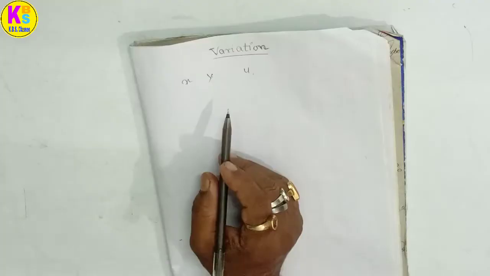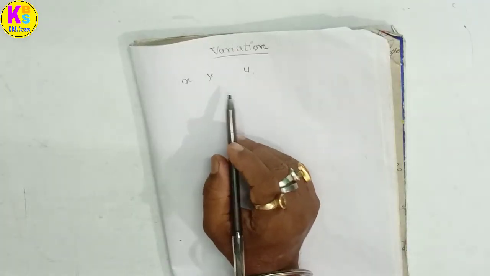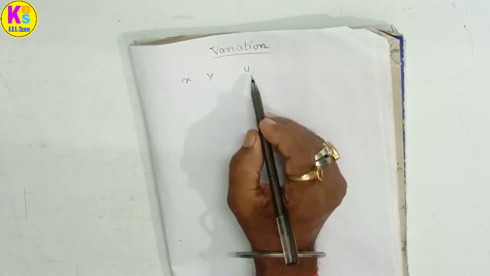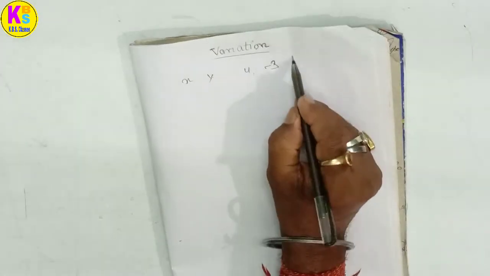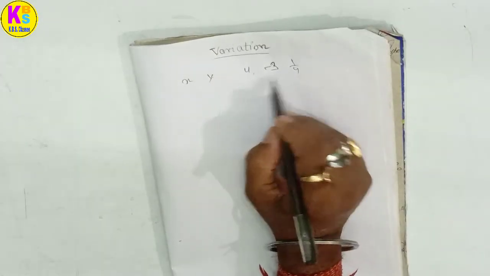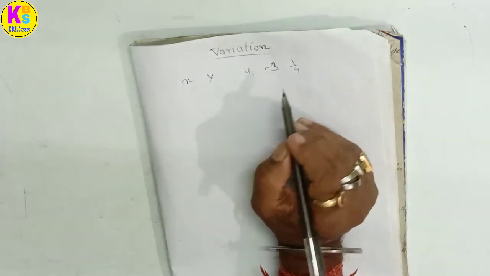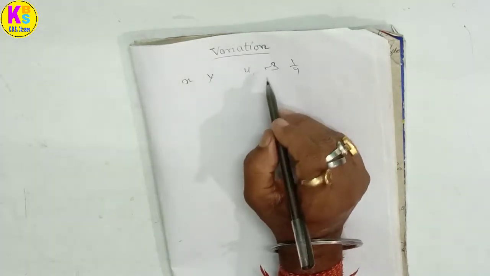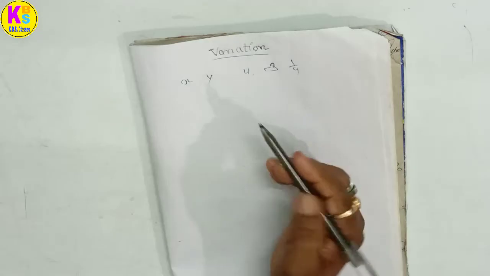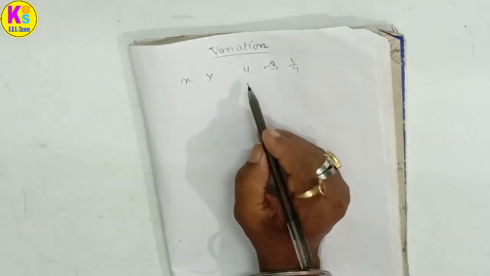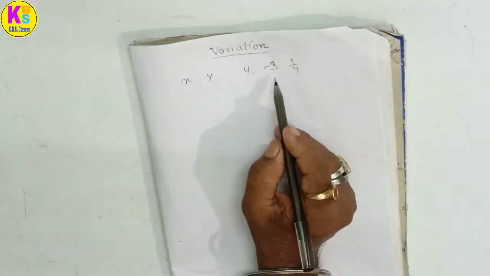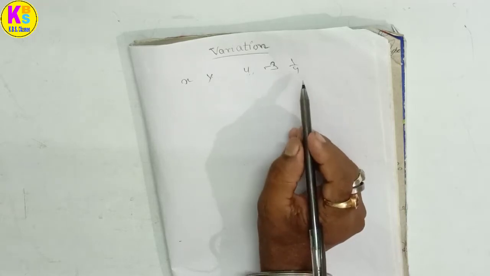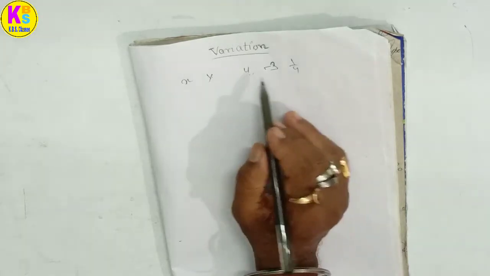the variables. And other numbers which have a fixed value, for example 4, -3, 1/4, these all are numbers which have a fixed value, meaning that what we are seeing here is the value. If we are seeing 4, its value is 4. If it is -3, its value is -3. If it is 1/4, its value is 1/4. So these are the constant numbers.